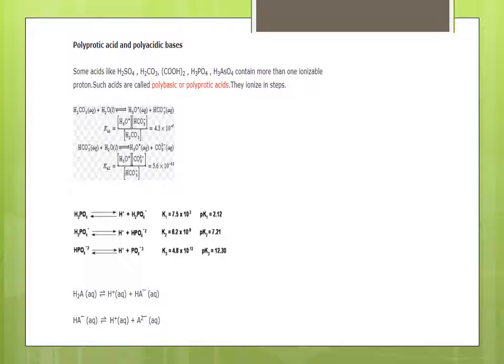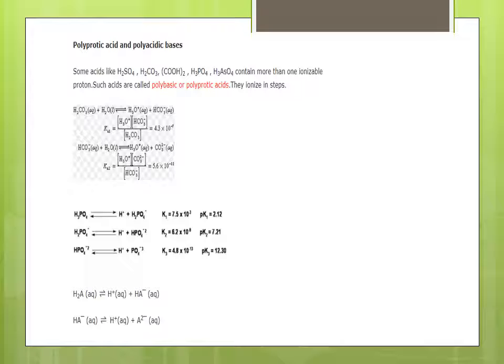And now write for the second step and start from HCO3-, add water, then it becomes H3O+ and CO3 2-. Now Ka2 is molar concentration of H3O+, molar concentration of CO3 2- upon molar concentration of HCO3-.